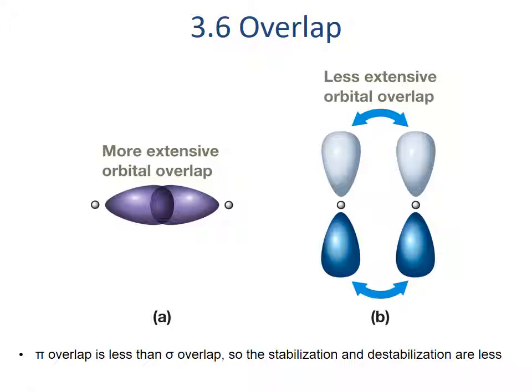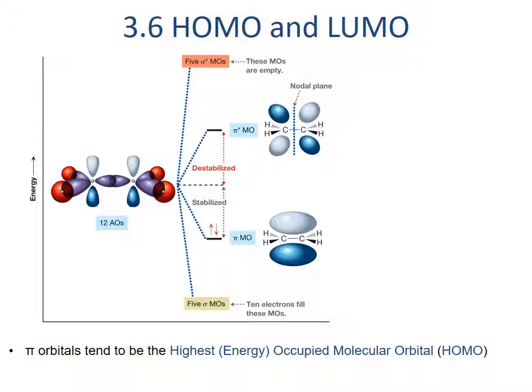When overlap is along the bond axis, a sigma bond, it is much more significant than the overlap created by p orbitals. Because the overlap is low, the stabilization from pi bonding is less significant, and the destabilization from pi antibonding is also less significant. Because pi bonds have little overlap and therefore little stabilization, the electrons in a pi bond tend to be the highest energy electrons, and the pi antibonding orbital tends to be the first open orbital, which you can see in this simplified energy diagram of ethene.